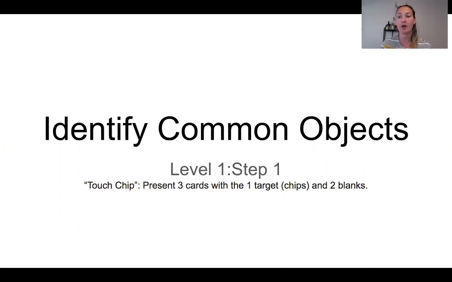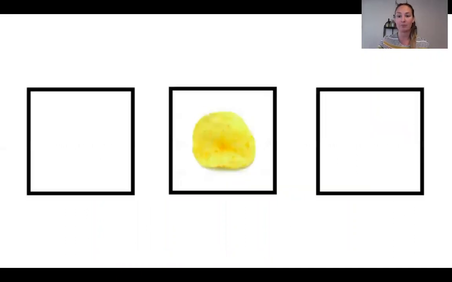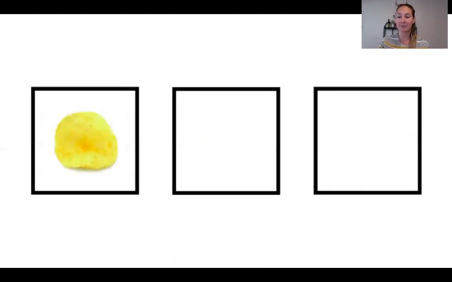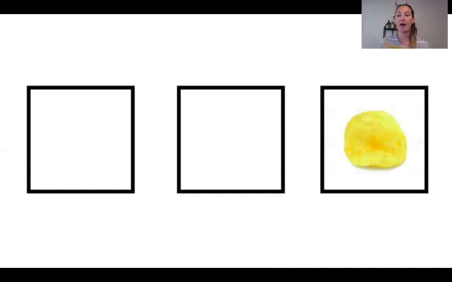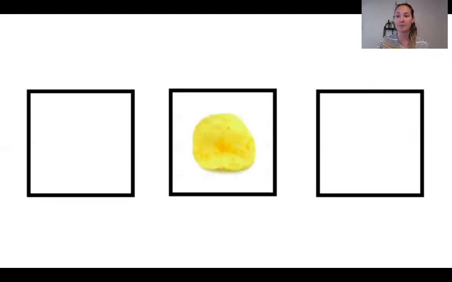Our target and the common object that we want our student to learn first is chip. So with level 1, you're going to present 2 blanks and you're going to say touch chip, like so. Touch chip. Notice I have the target chip and we have 2 blanks. This is step 1. Touch chip. Also notice that we're moving the target in different spots so that our learner really has to scan and identify the target that we're asking them to, which in this case is chip. I would do this 5 to 10 times depending on your learner.